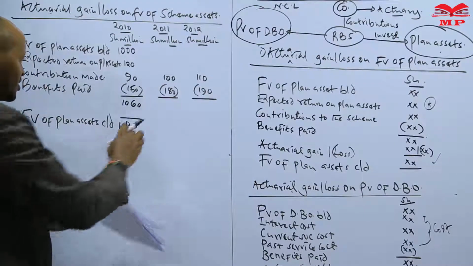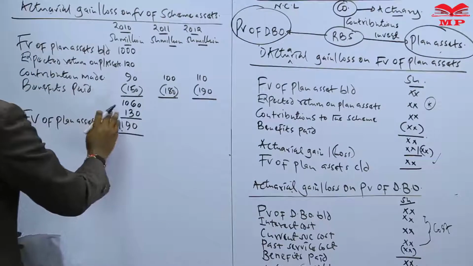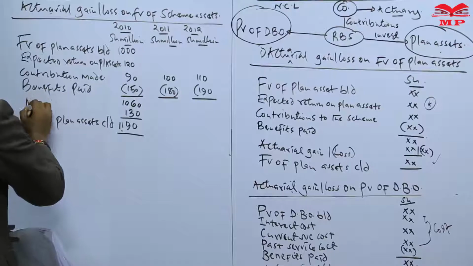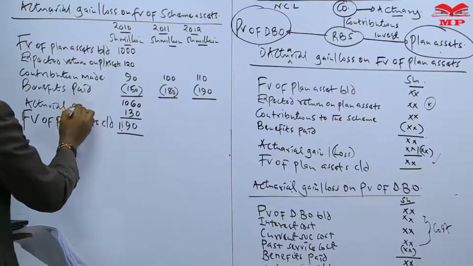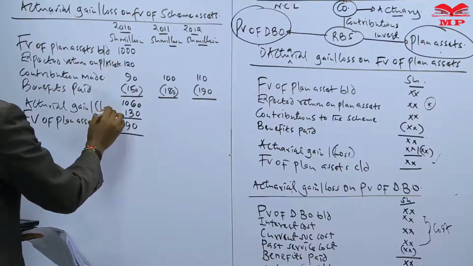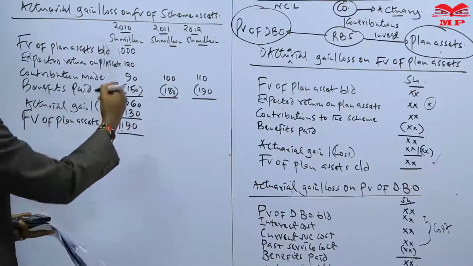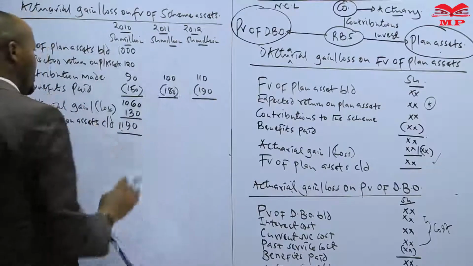In our case here, you'll see that we have an increase of 130 million. Because this is an asset, anytime we have an increase in the value of an asset, according to a valuation which has been done, that increase is always an actuarial gain. Then we proceed to the year 2011.